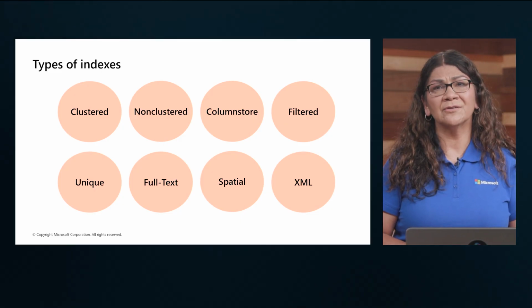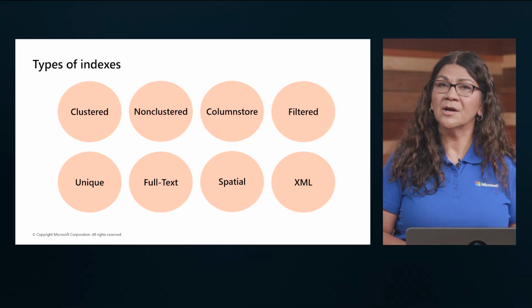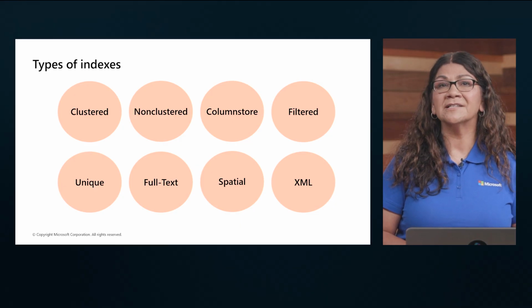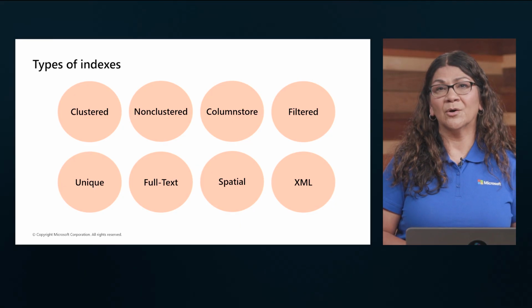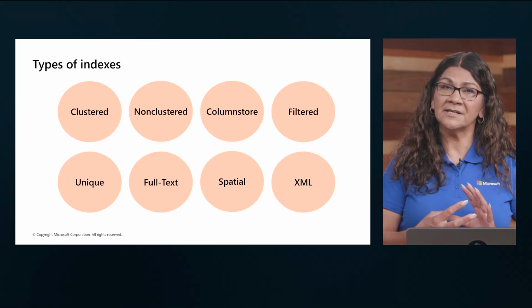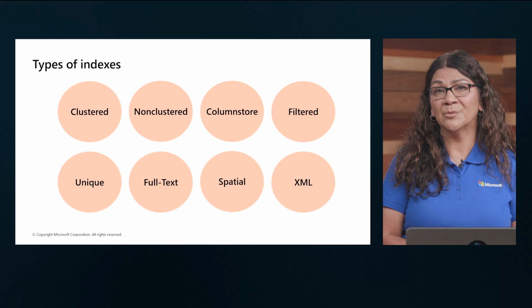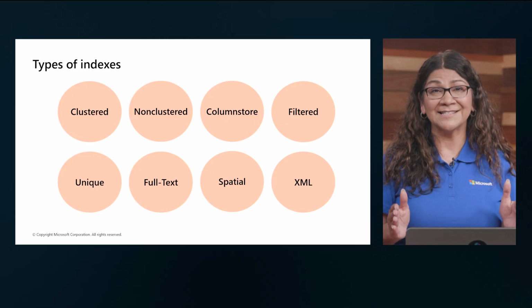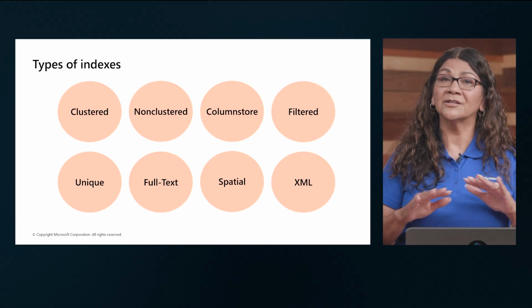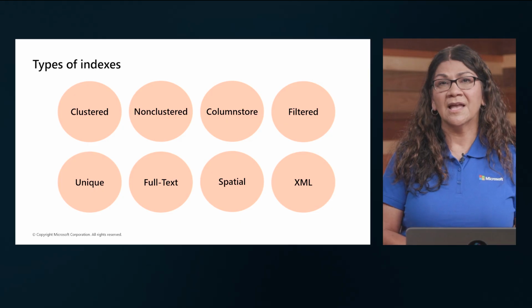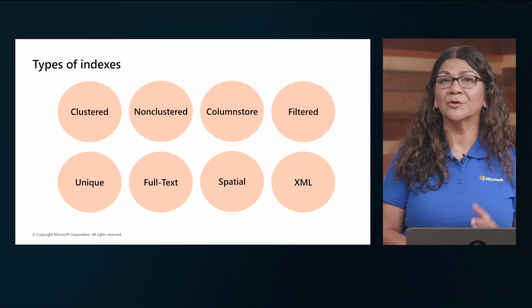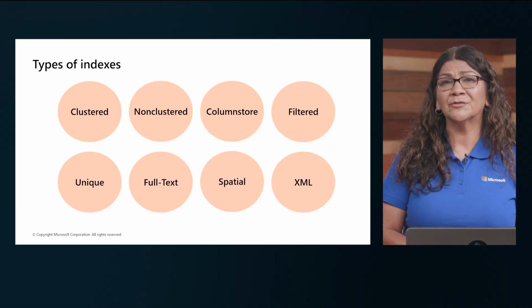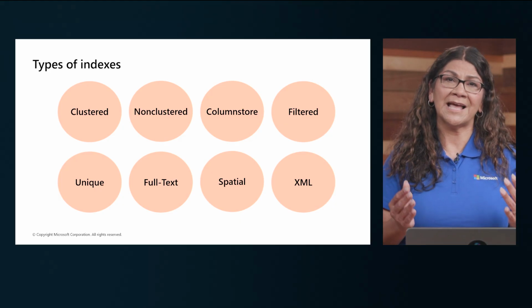A unique index enforces uniqueness in the column values, preventing duplicates and ensuring data integrity. A filtered index applies a where clause to the index to work with a subset of rows, reducing overhead and improving performance for targeted queries. A full text index supports advanced text searches across large character-based fields, and a spatial index is optimized for querying spatial data types like geometry and geography, and it's useful for mapping and geolocation applications.